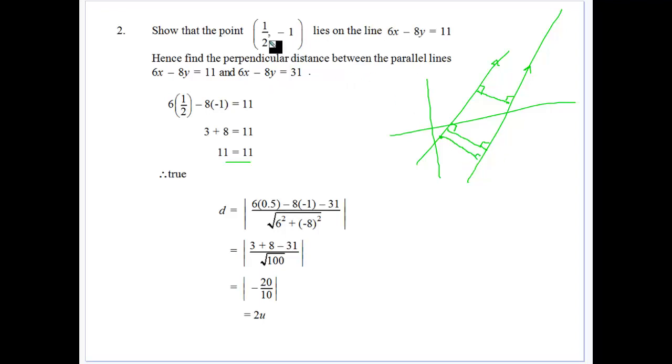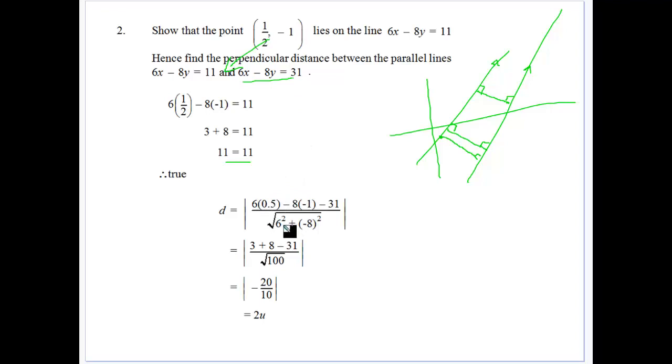So the point lies on that line there, so we can use the equation of the other line, and use the perpendicular distance formula to actually find the distance between them. So notice we've got 6x minus 8y. We take the 31 across in our equation, so we manipulate it, because it's got to be equal to 0 here. And then we take the half, minus 1, and substitute it in.